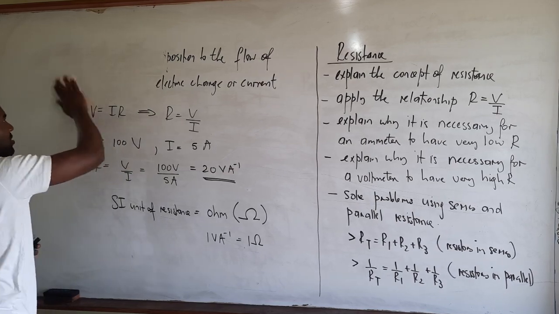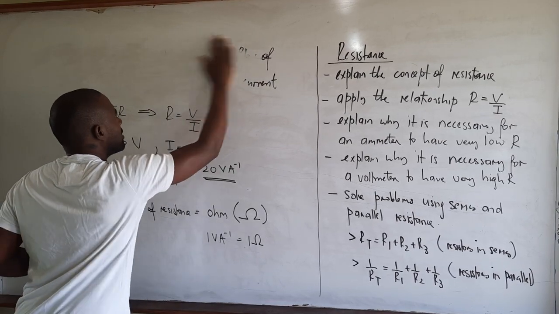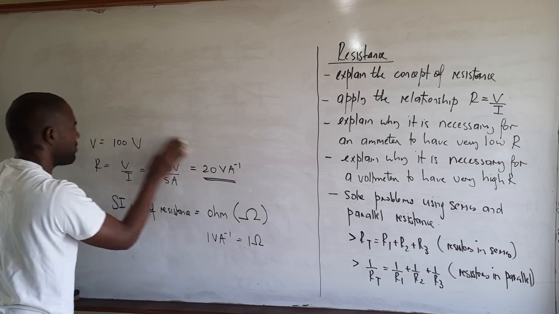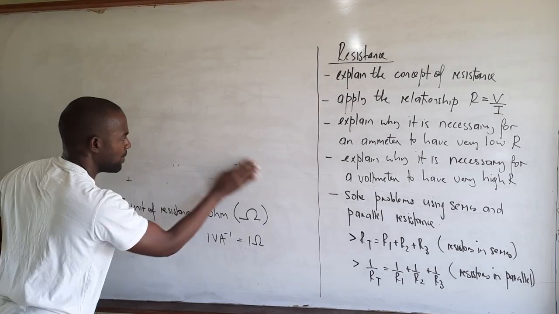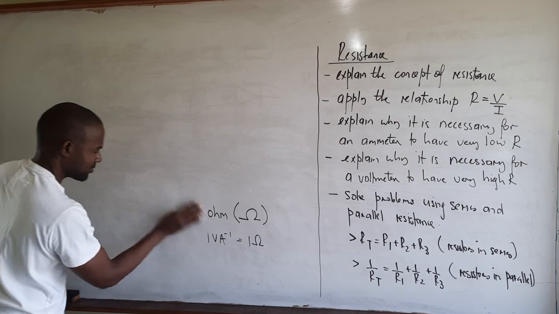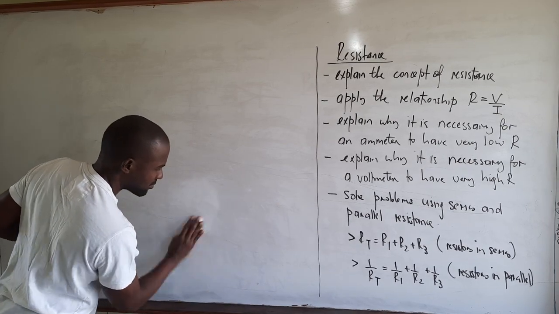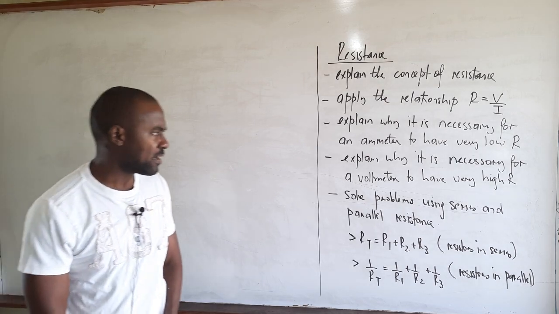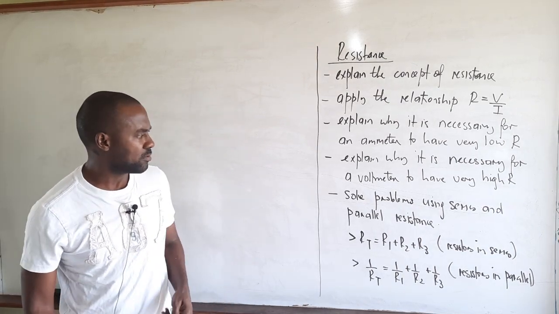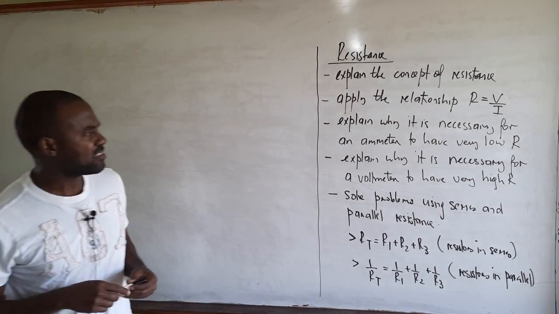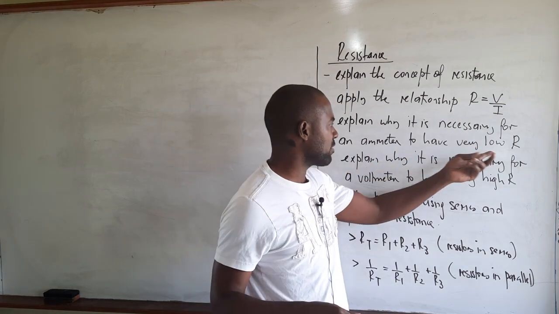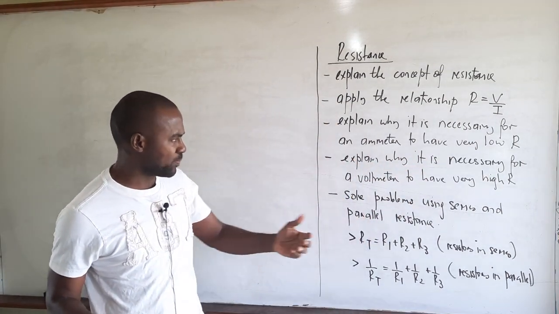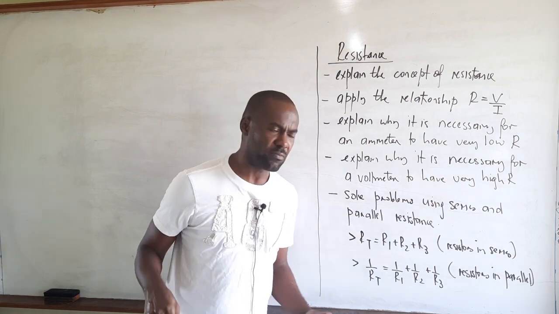All right, so moving on to the next requirement of the syllabus. The syllabus mentions that we should be able to explain why it is necessary for an ammeter to have a very low resistance, and of course, right after that, to explain why it is necessary for a voltmeter to have a very high resistance.